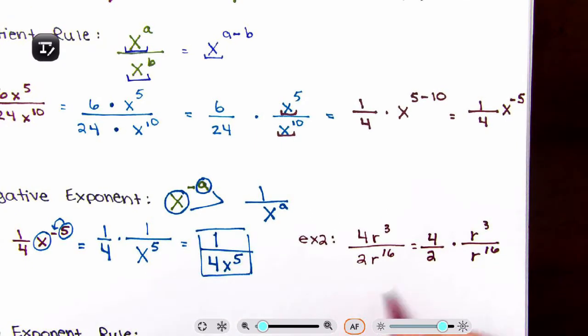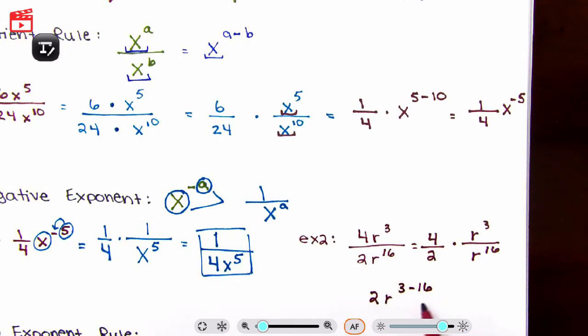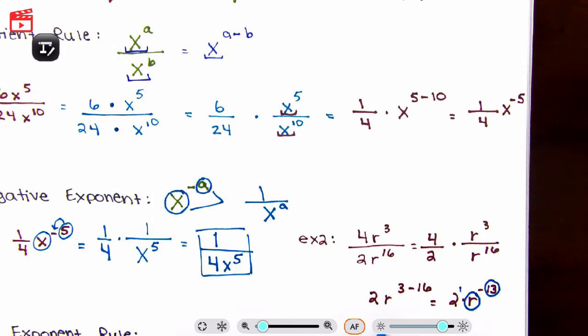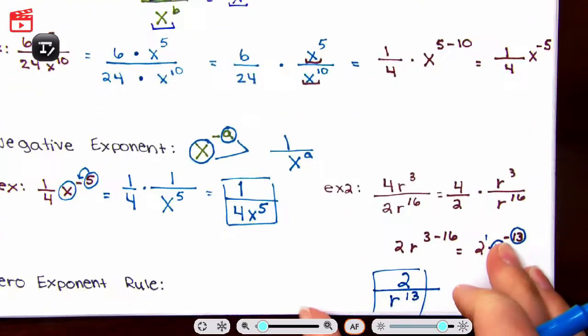4 divided by 2, that is 2. Now we have r to the 3 minus 16, which is negative 13. So 2 times r to the negative 13. So that means our base of r and our 13 belong in the denominator. The 2 does not have an exponent that is negative, so therefore the 2 does not belong in the denominator. 2 has an exponent of positive 1. So we have 2 over r to the 13th power as our answer for this example.